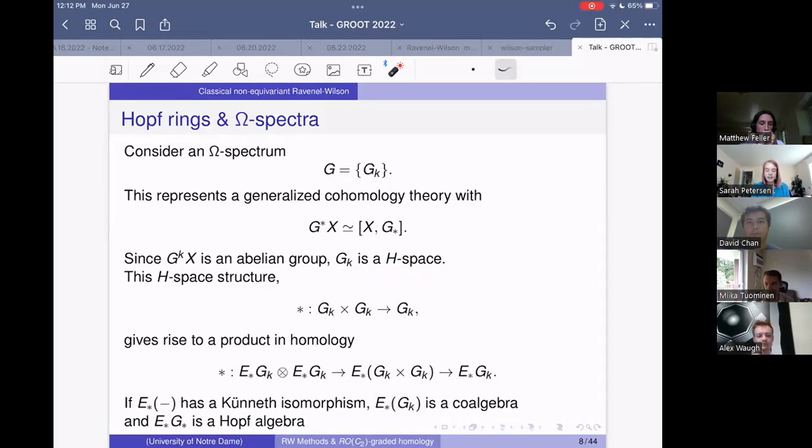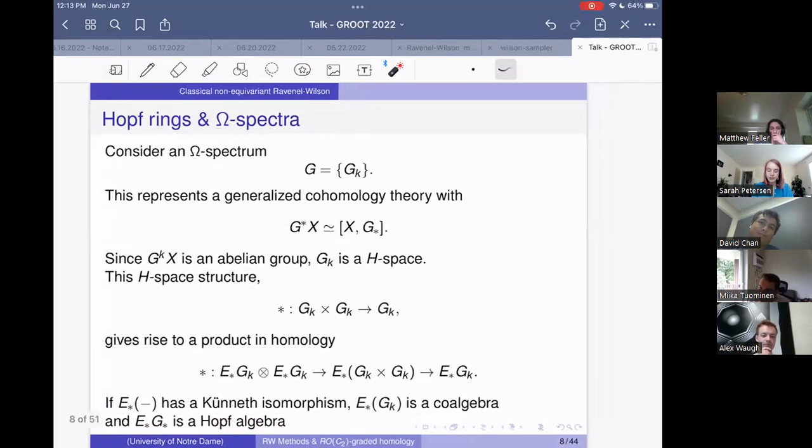But at any rate, this H-space structure, here denoted with a star, sort of asterisk, gives rise to a product in homology. And if we require that the homology theory E that we're considering has a Künneth isomorphism for the spaces G_k, making the E homology of G_k into a coalgebra, this gives the E homology of G all of the structure of a Hopf algebra. So that's great, but we can ask for even more structure.